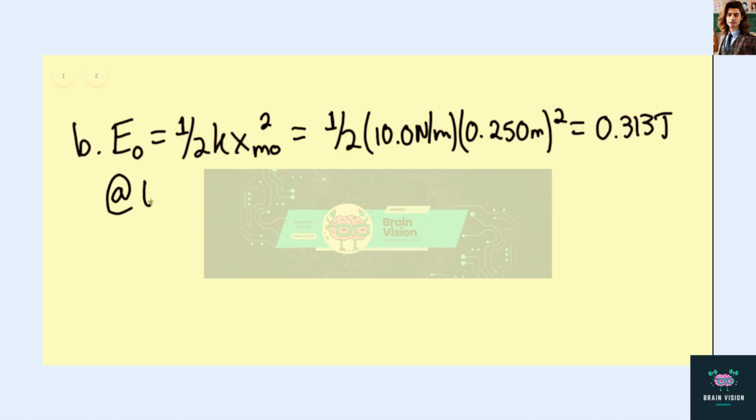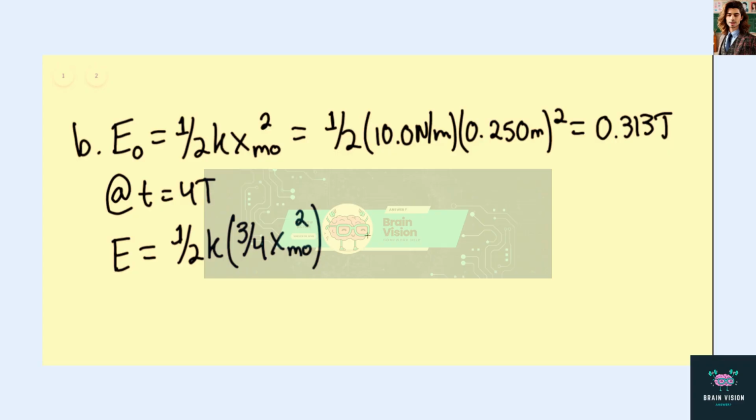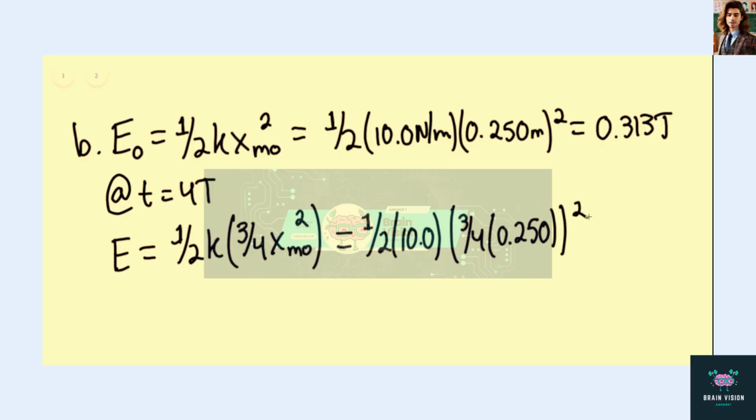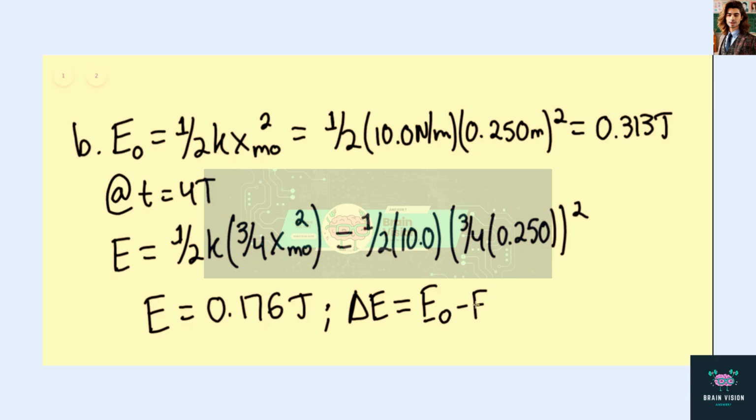So at t equals 4 times the period, we find that the energy is going to be equal to 1/2 times k multiplied by 3/4 times x sub m squared. This is going to be equal to 1/2 times 10.0 multiplied by 3/4 times 0.250 quantity squared. And the energy at t equals 4 times the period is equal to 0.176 joules.